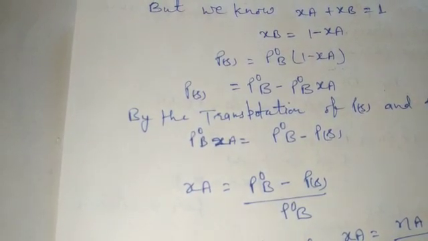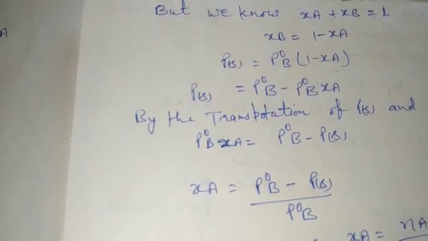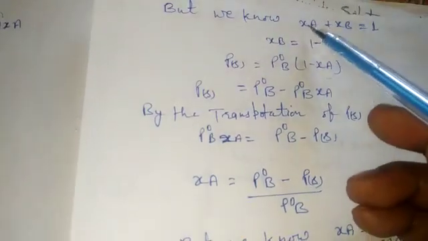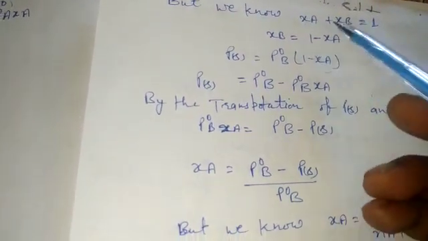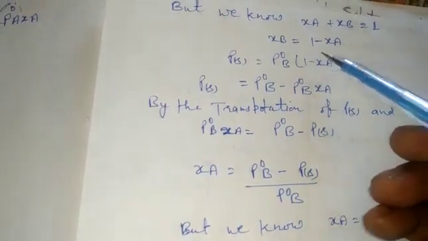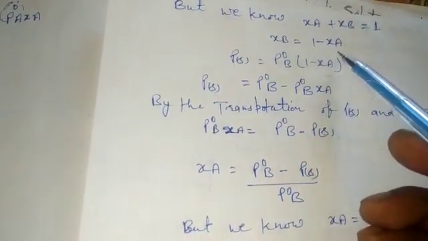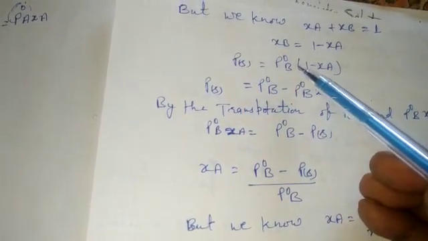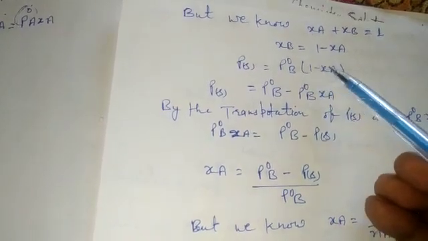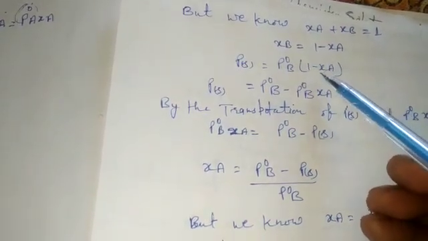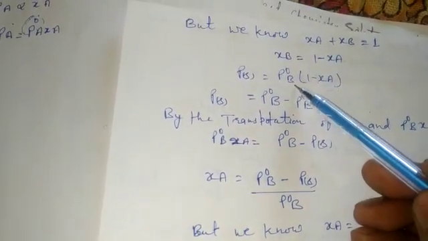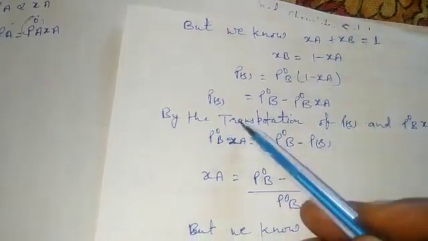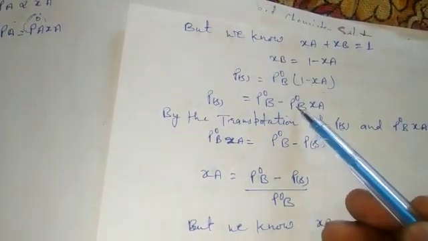Now by transposing Xa to the right-hand side, Xb equals 1 minus Xa. This Xa is moved to this side, so the sign is changed. By putting the value of Xb into Ps proportional to Xb, we get P naught B (1 minus Xa), because Xb is equal to 1 minus Xa. Multiplying P naught B into the bracket, Ps is equal to P naught B minus P naught B Xa.